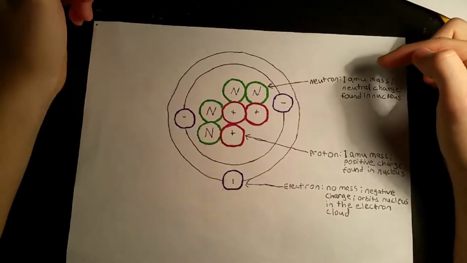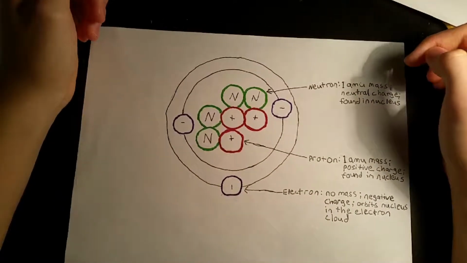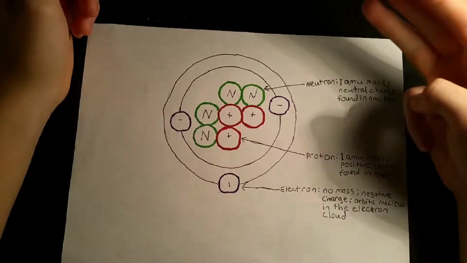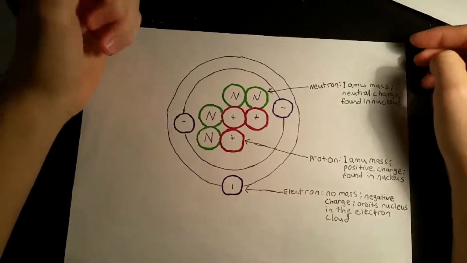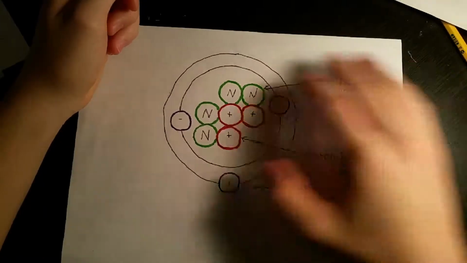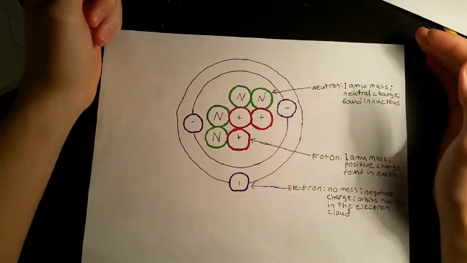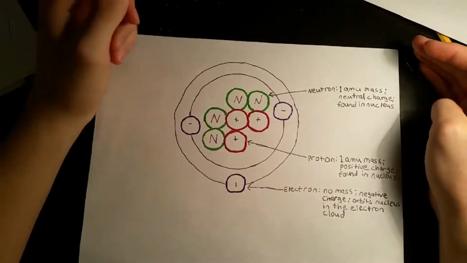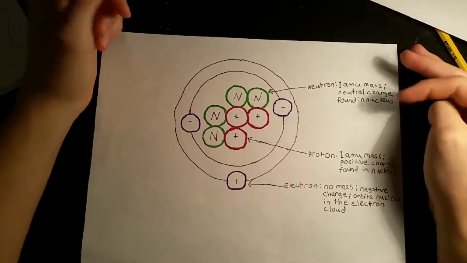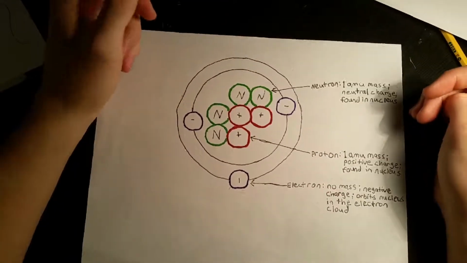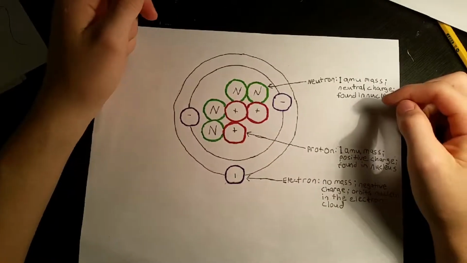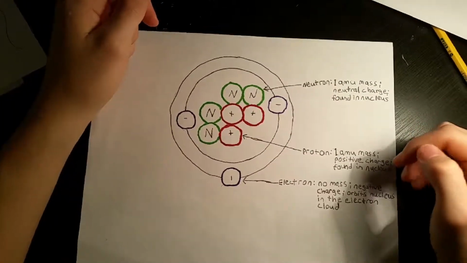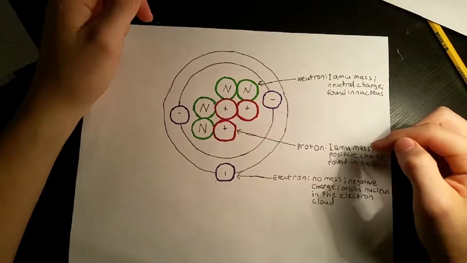This is a diagram of a lithium atom. A lithium atom has an atomic number of 3, which means it has 3 protons and 3 electrons. All of these subatomic particles are found in different places within the atom. The neutrons and protons are found together in the nucleus, and the electrons are found orbiting the nucleus in the electron cloud. Electrons have no mass and a negative charge.